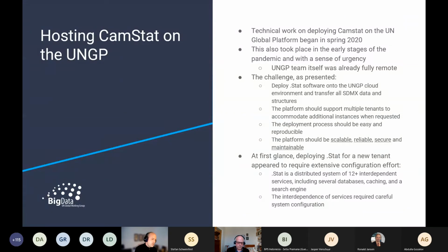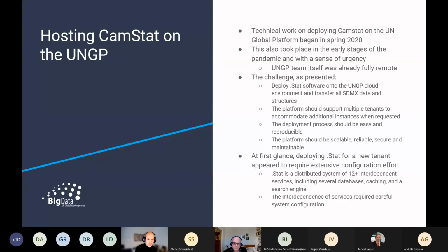So the challenge as it was presented to us was to, as we discussed, deploy the actual software itself and transfer all SDMX data structures, which were already converted from a proprietary format to this interoperable SDMX format, but we had to move those to the new instance, a small data migration aspect. But we also wanted to make sure that this was a repeatable process in the sense that the platform could support multiple tenants. So if we did the work once, we'd like to be able to accommodate additional countries who would also like to use .stat as a front end for data dissemination. So that meant it had to be easy, reproducible, and also, from an IT ops perspective, we wanted to make sure that the entire thing was scalable, reliable, maintainable, and secure. There's no sense in having a solution if it's easily hacked and doesn't scale well.